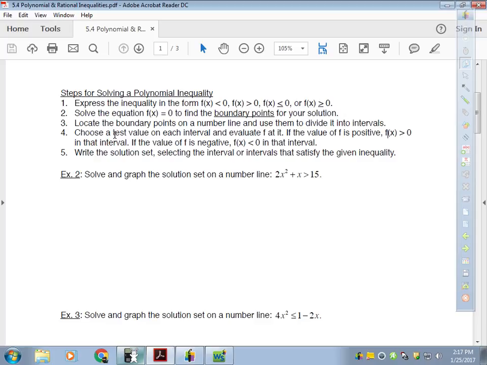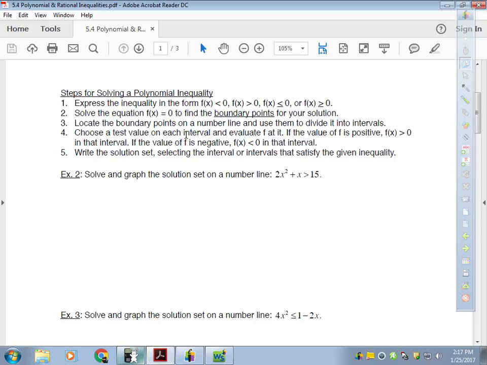Step 4, choose a test value in each interval to evaluate f of x at. Okay. If you get a positive, then that tells you your function is greater than 0 in that interval. If you get a negative, that tells you your function is less than 0 in that interval.